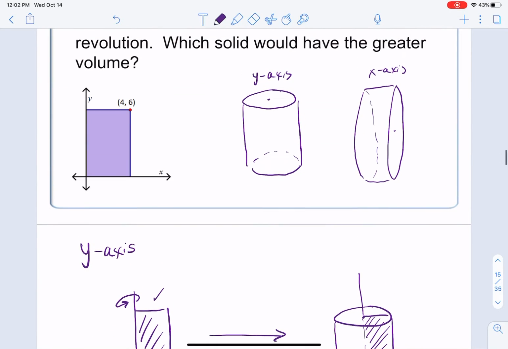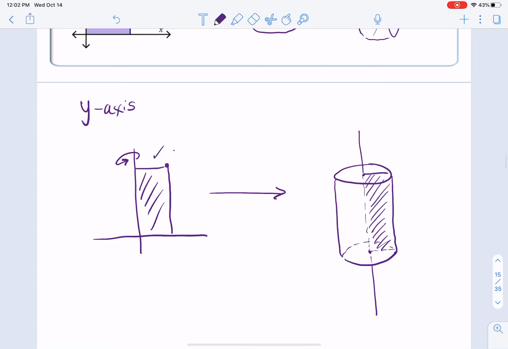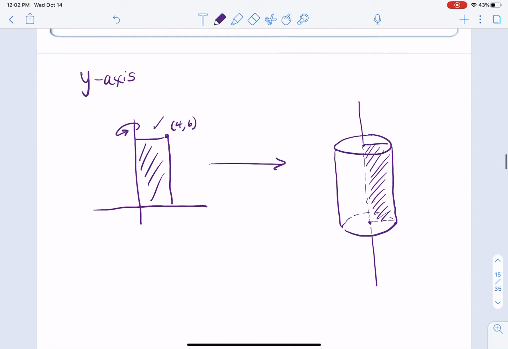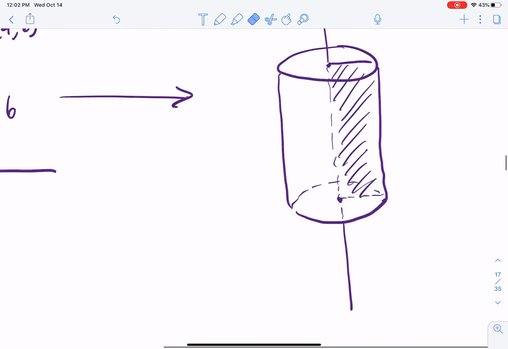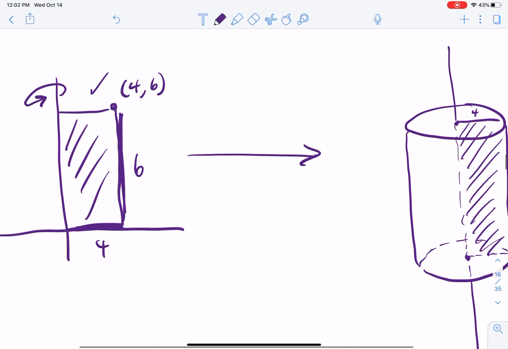It only gave us one piece of information, and that's the corner coordinate, which is 4, 6, right here. Whenever I go to plot that point, that means I go to the right 4, which means the base length of that rectangle is 4, and then I go up 6, so it has a height of 6. The 4 down here at the bottom, whenever this wraps around the y-axis, forms the radius length. So I have a radius of 4, and then this will correspond to the height.